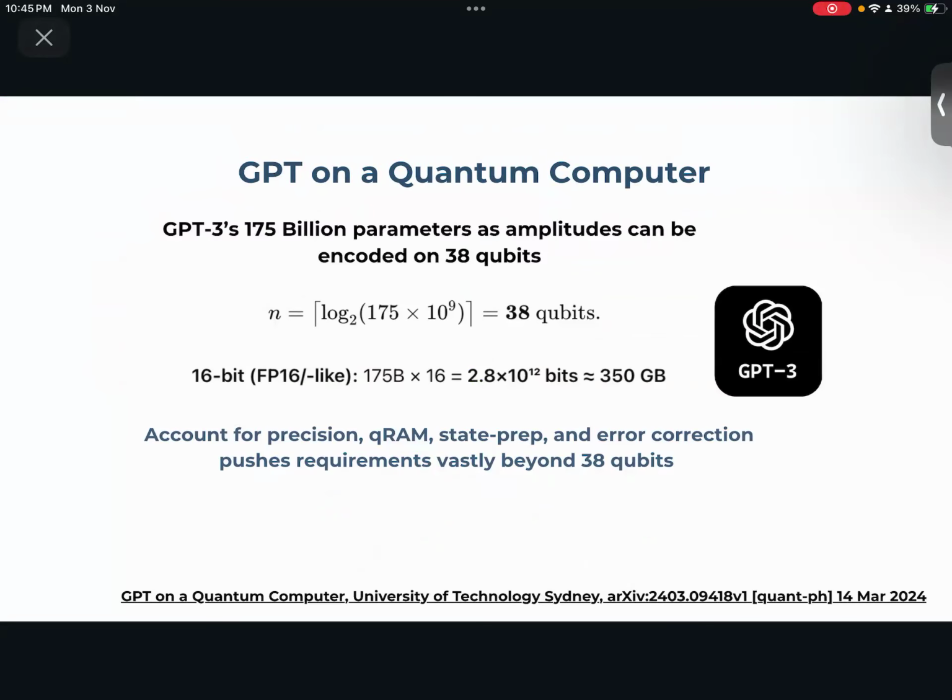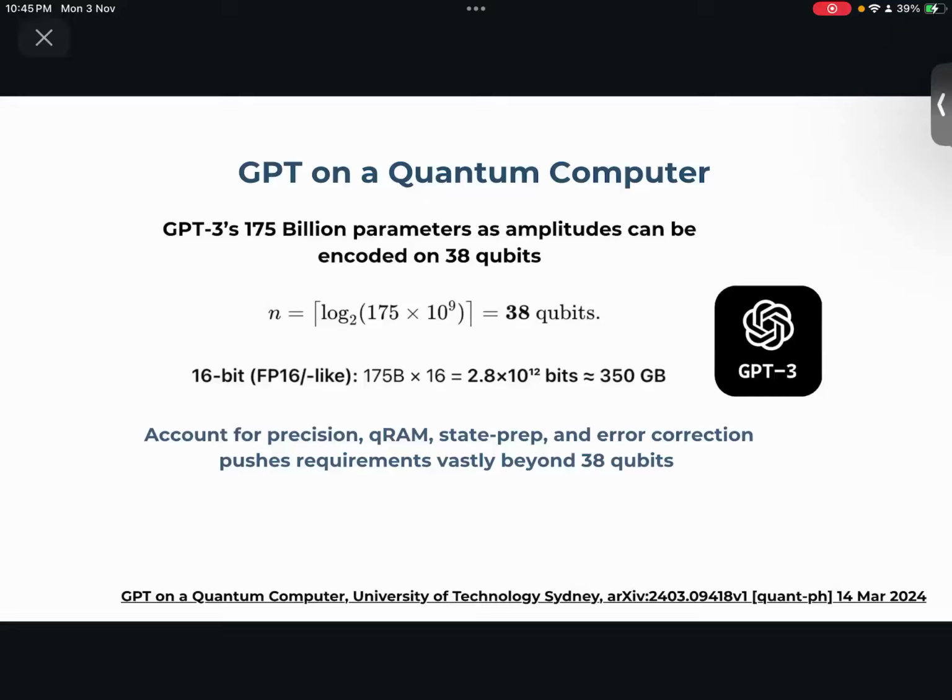So there are several attempts by researchers to create, for example, GPT on a quantum computer. You have here the link for the paper. I can also send the slides later on. The results in this paper are quite interesting. The researchers claim that they were able to encode the whole GPT-3 175 billion parameters as implicit encoding, which is one of the ways we encode data in quantum computers, using only 38 qubits.